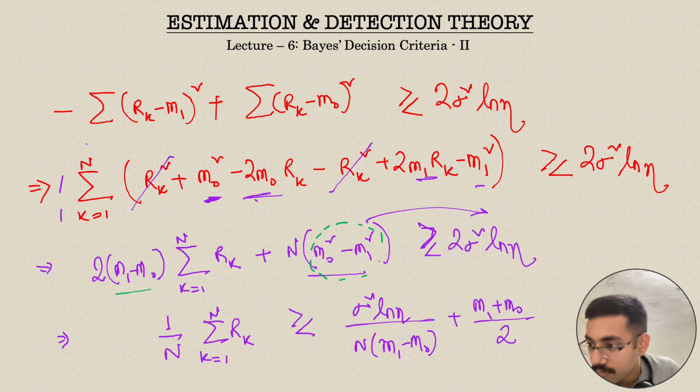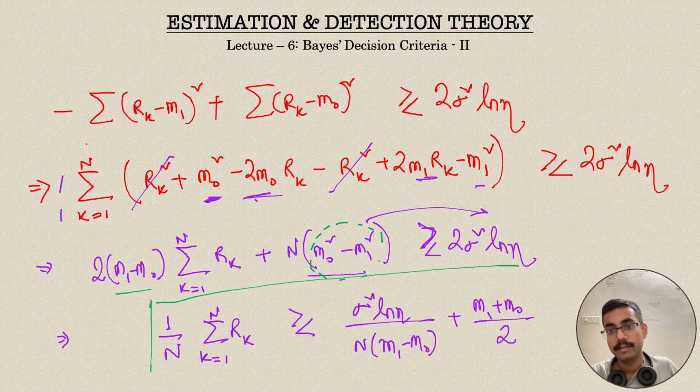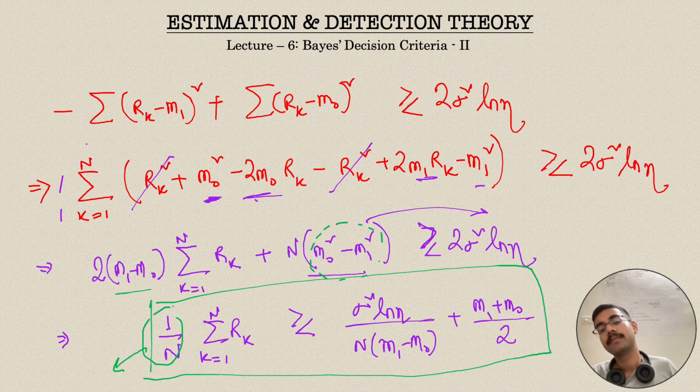Now if we take this in the context of communication, this is the entire result. This is the test statistic that we have. The test statistic is the average of all the observations. See this 1 by n term. This is important, this is what I brought out intentionally here. So the test statistic I have is the average of all the observations, as simple as that.